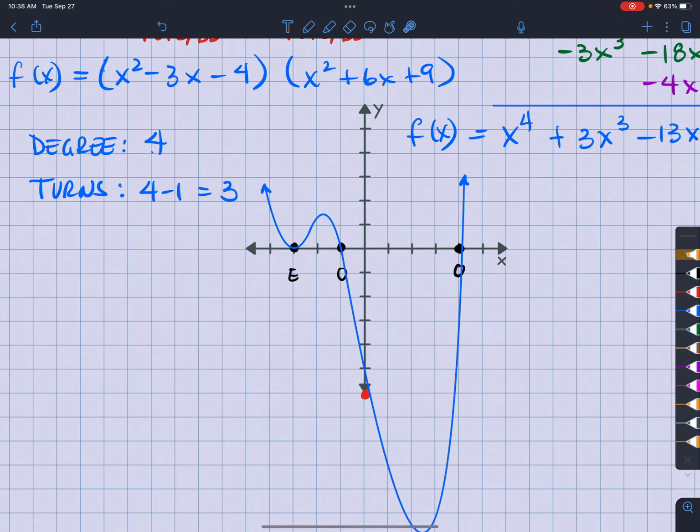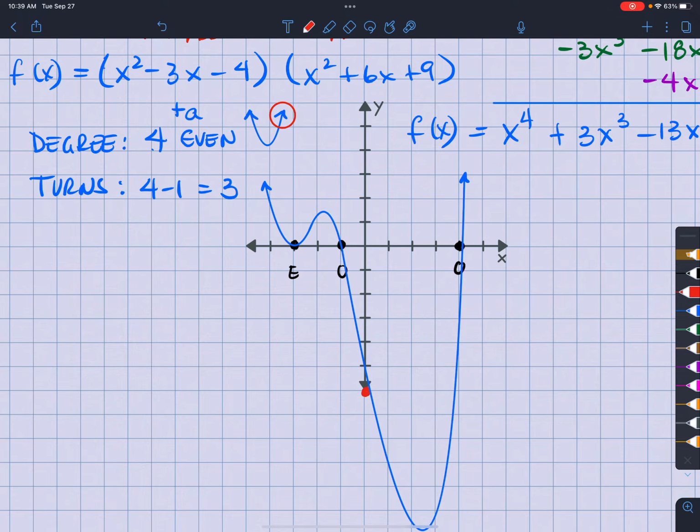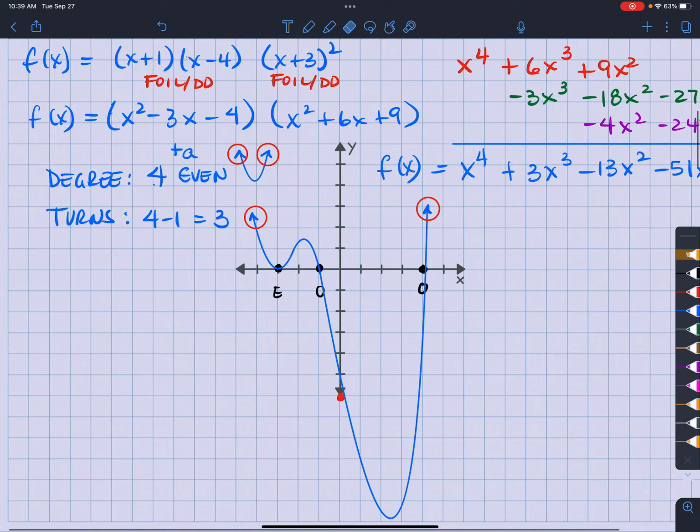4, I know that this is even, and A is positive, so I know that my end behavior is going to both point up. Right? So as you can see, this is both pointing up. So I do know that as well.